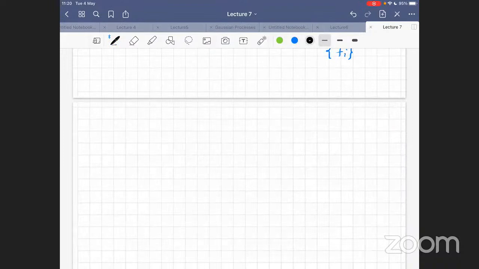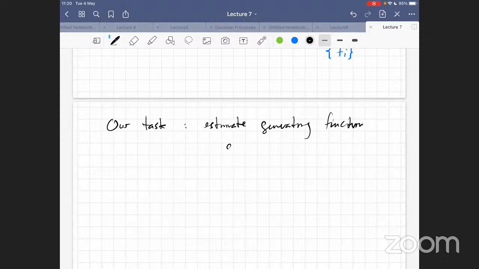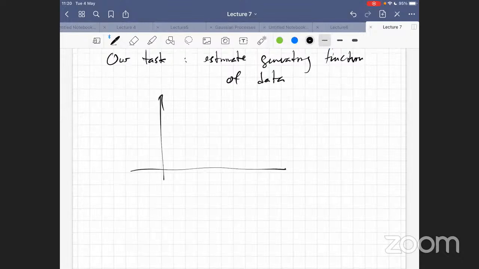But let us be more concrete. So, what is our task? Our task is to, let's say, estimate a generating function of some data, right? This is in general in statistical inference. This is something I like to repeat always. So imagine I have, let me just draw another plot here, x, y. Imagine I have the following situation. I have a point here, and I have a point here, and I have a point like, I don't know, here. And this point has x1 and f1, x2, f2, x3, f3.